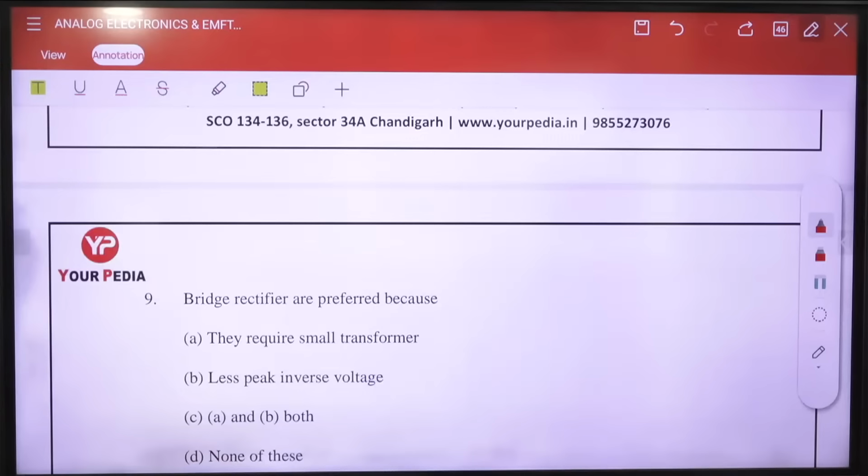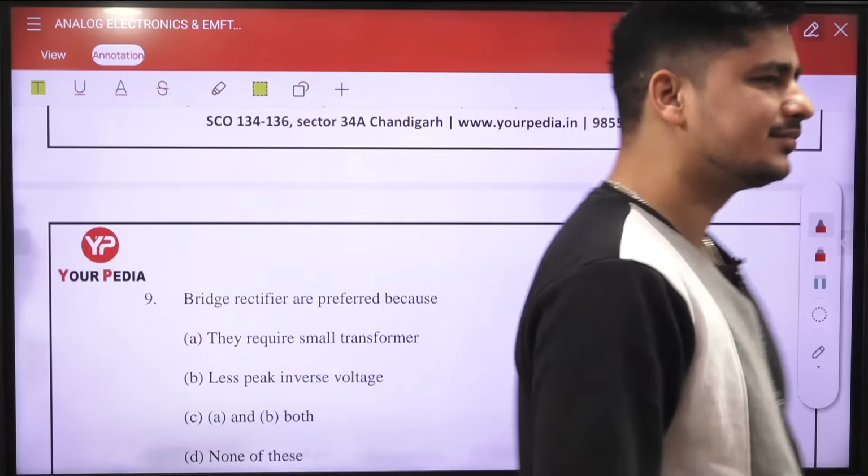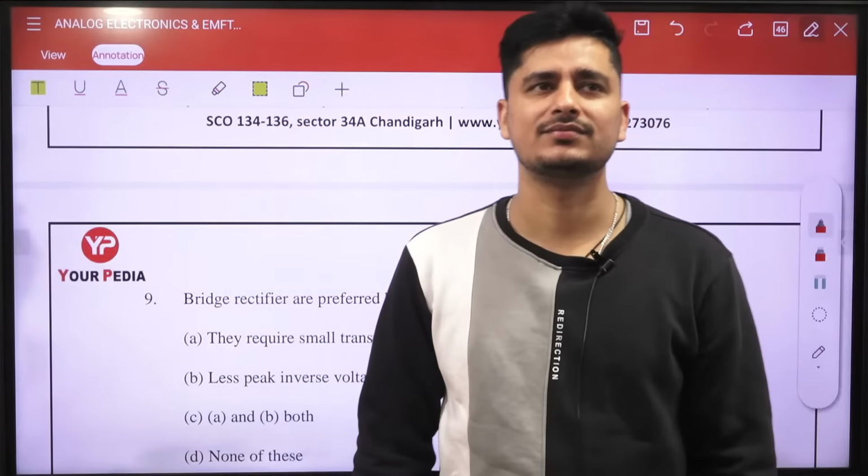Bridge rectifiers are preferred because they require a small transformer, less peak inverse voltage. The options are C, A and B. Yeah, what is the answer? C.